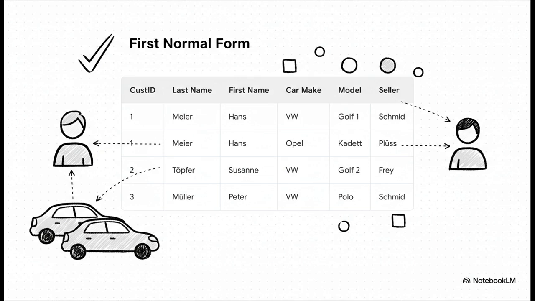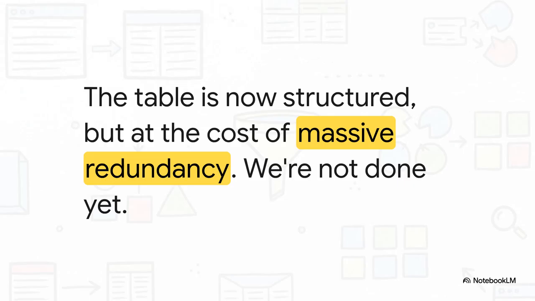Every single purchase has its own dedicated row. Hans Meyer's two car purchases are now two distinct records. We've also added IDs for the customers, the cars, and the salespeople. It's way more structured. But hang on, we've solved one problem, but we've made another one glaringly obvious, haven't we?